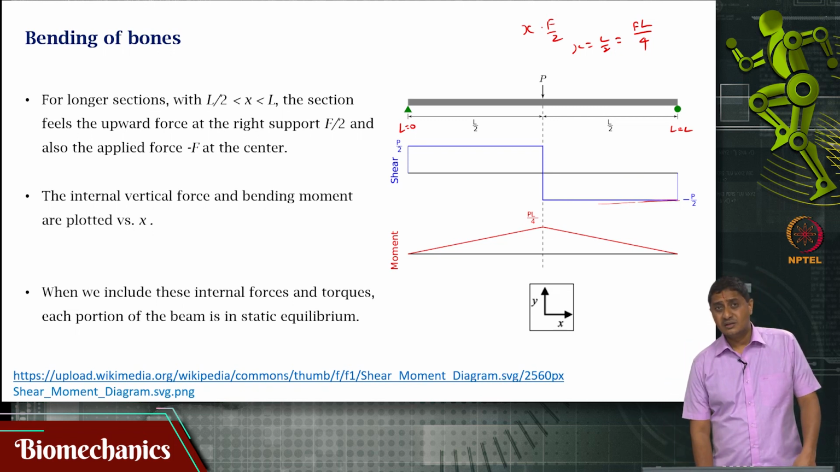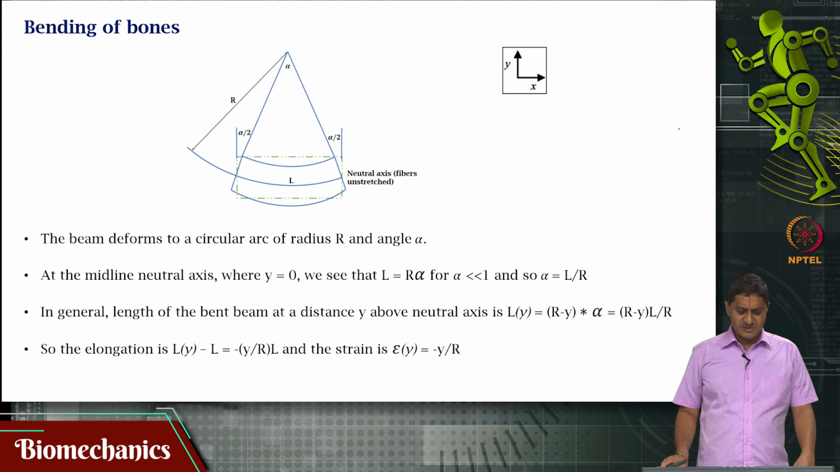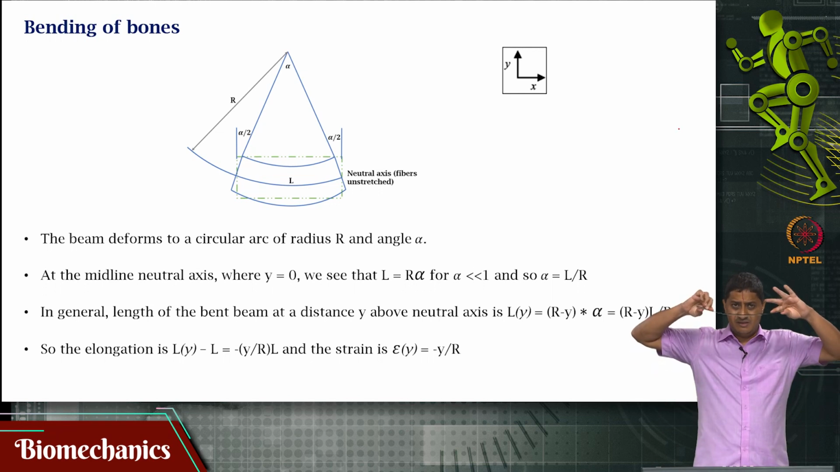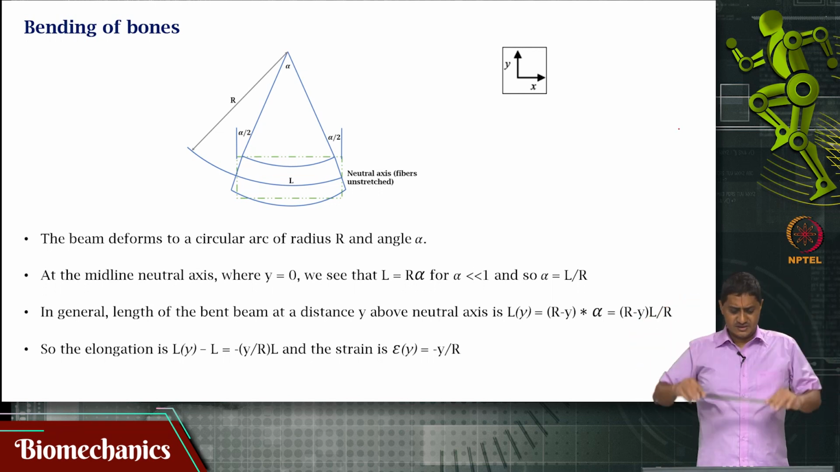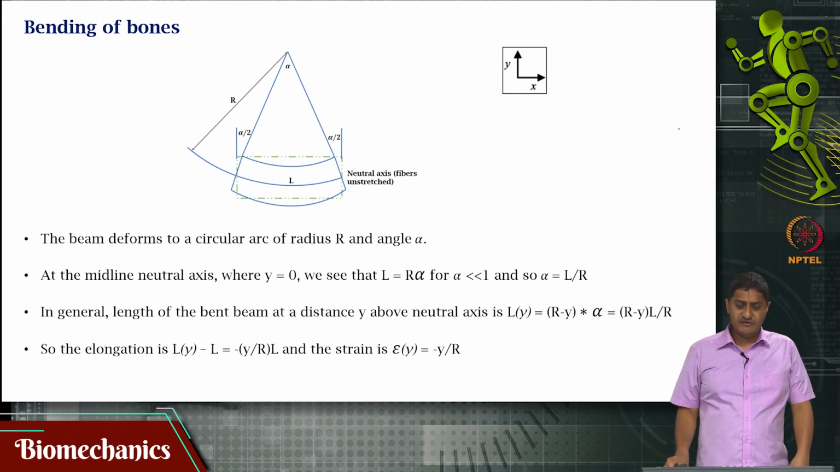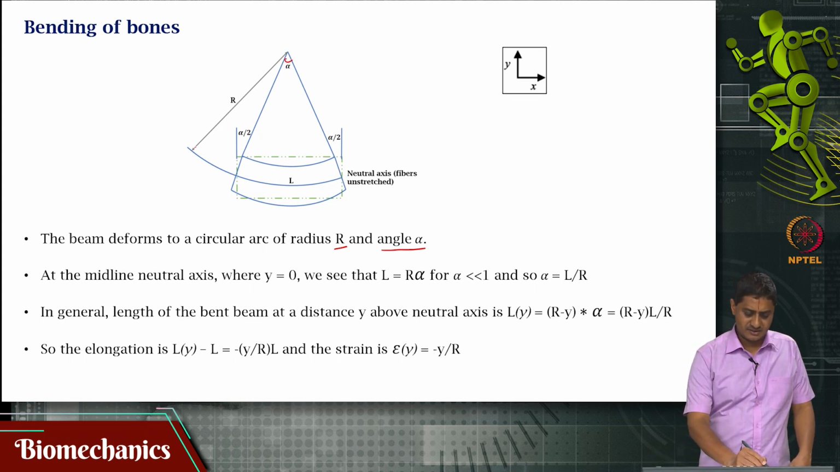Remember, the beam as a whole is in equilibrium. That means that any section that I take in this beam is in equilibrium. So, to a first approximation, when I take this ruler and bend like this, to a first approximation the beam deforms to a circular arc of radius r and angle alpha. So, that is the angle alpha and that is the radius r there.